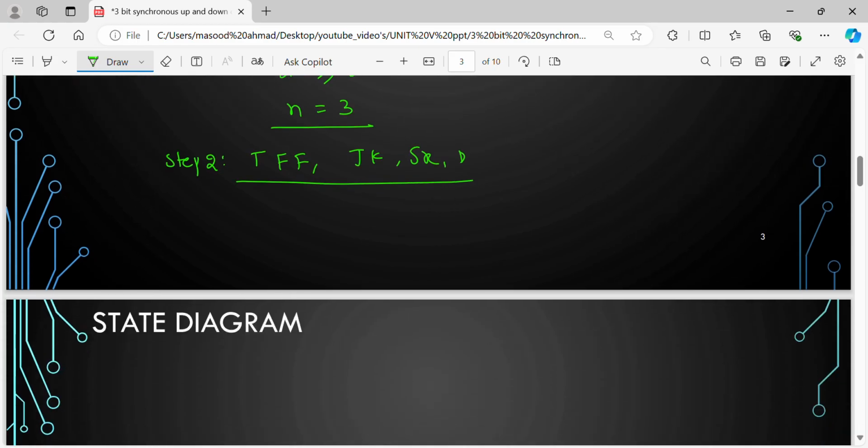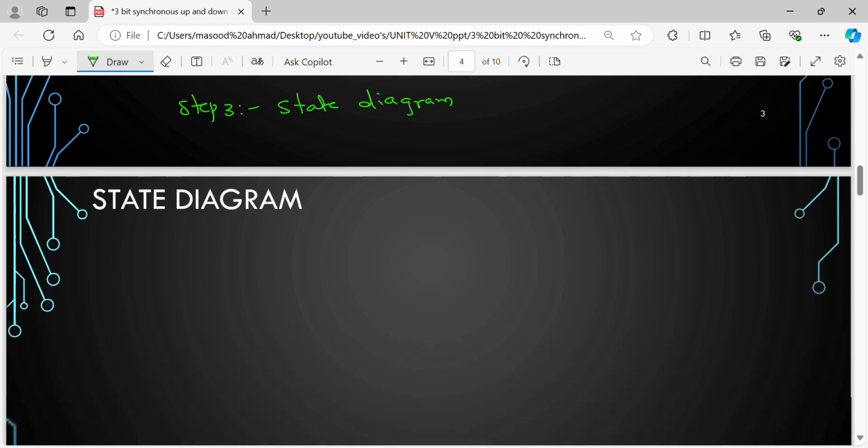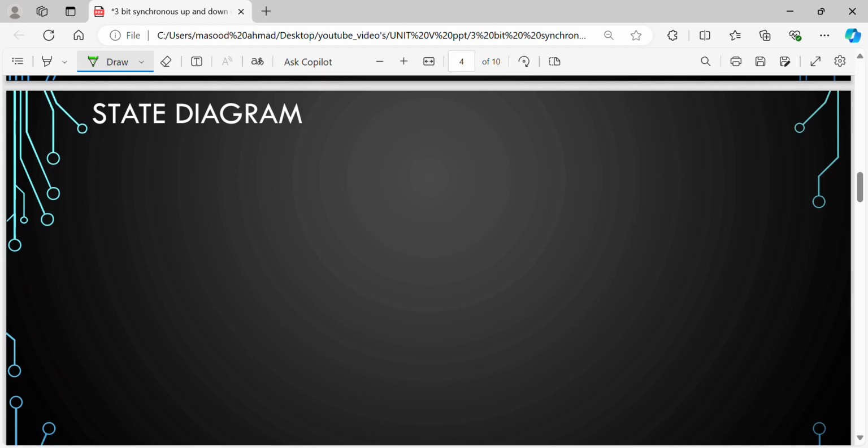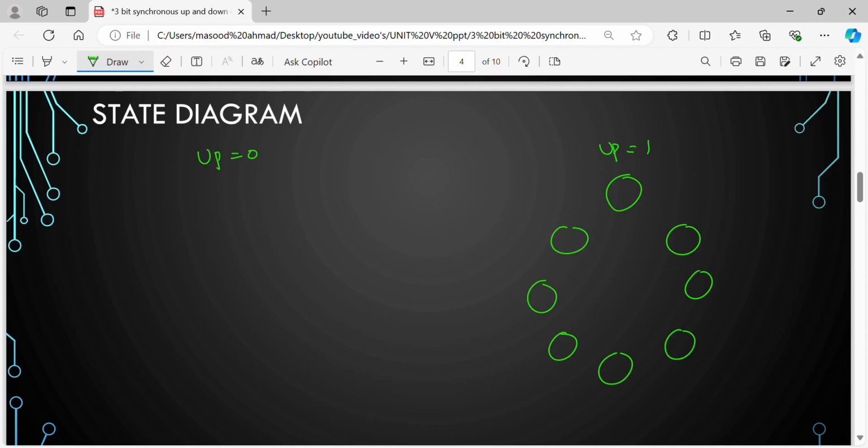First priority. In step 3, we draw the state diagram. What do I need to do? I need to draw two state diagrams. We have already drawn the 3-bit up counter and the 3-bit down counter. Both I need to draw now. When up is equal to 1, it is the up counter, so you have to draw the state diagram of the up counter. When up is equal to 0, it is the down counter, so you have to draw the state diagram of the down counter.